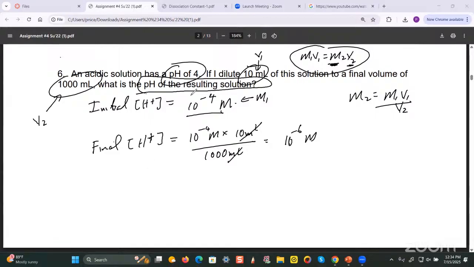But we're not finished yet because the question is asking for the final pH. So how do we find the final pH? Negative log of 10 to the minus 6. And that would be equal to 6. And that's how you do that.